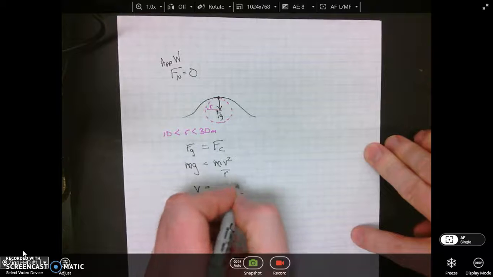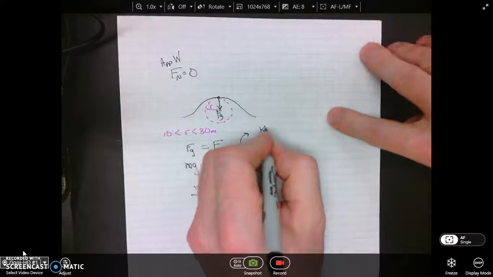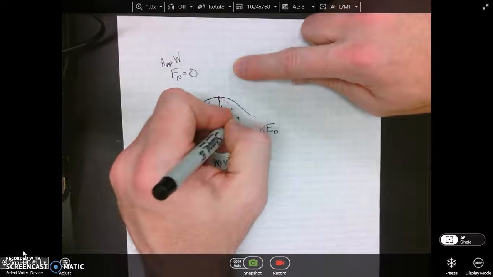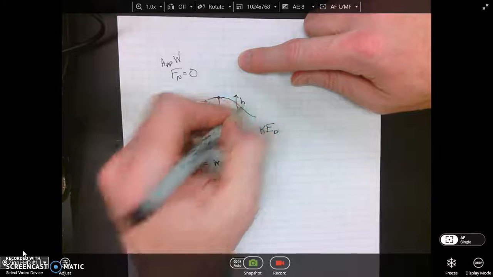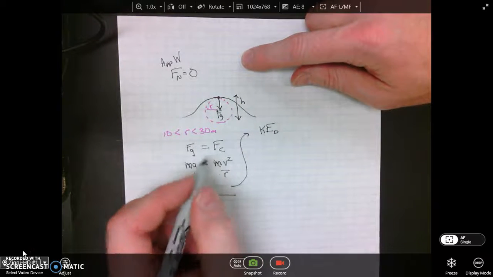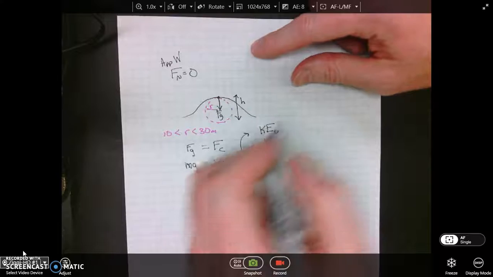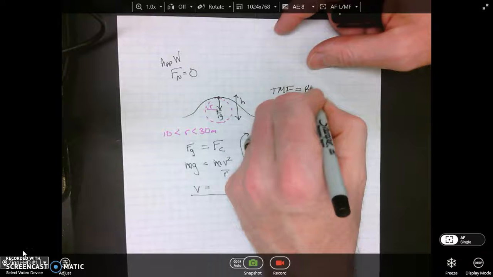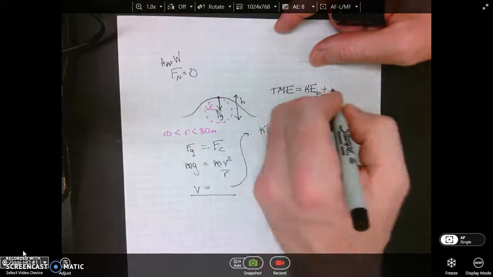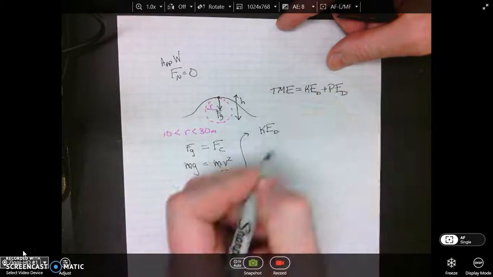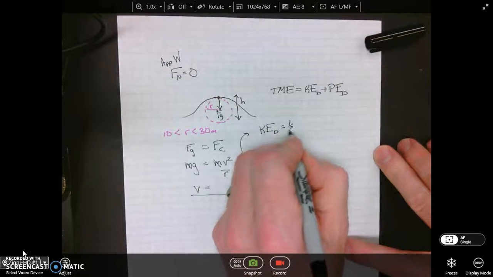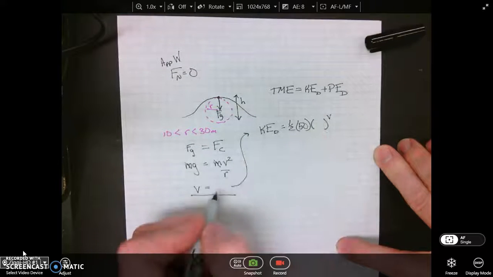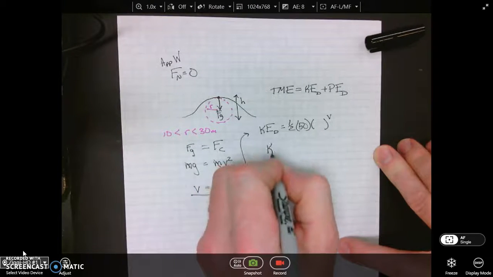Once you have the velocity, well, you can solve for kinetic energy at point D. Now just remember, up here, you're off the ground, you have some amount of height, but you also have velocity. That means you're going to have both. You're going to have total mechanical energy here that's made up of kinetic energy at D plus potential energy at D. You can find the kinetic energy by doing 1/2 times that mass of 50 times whatever velocity value you got here. That gives you KE.